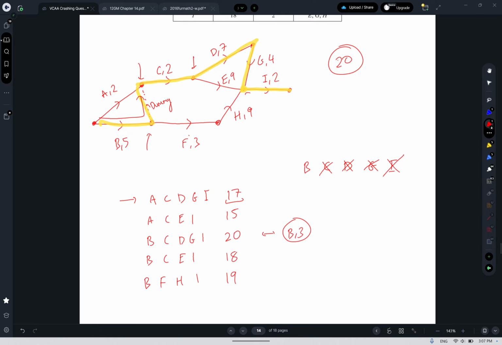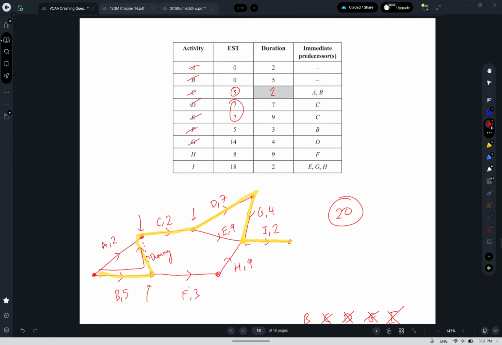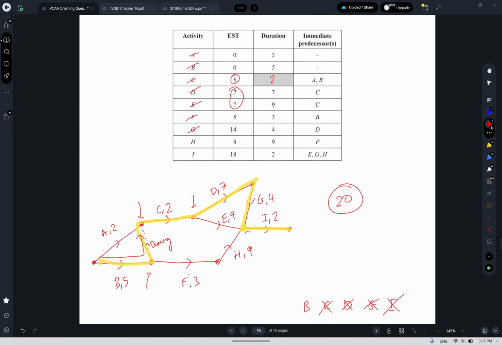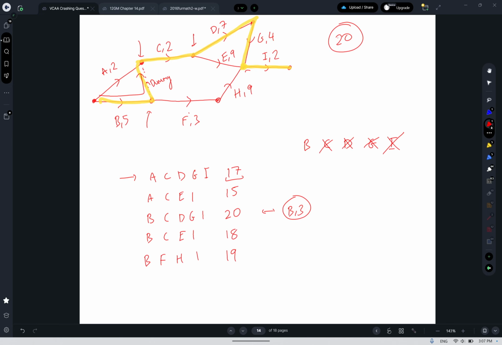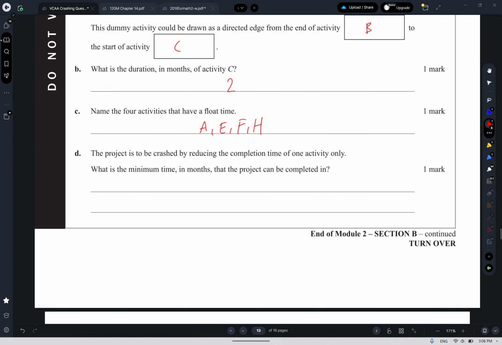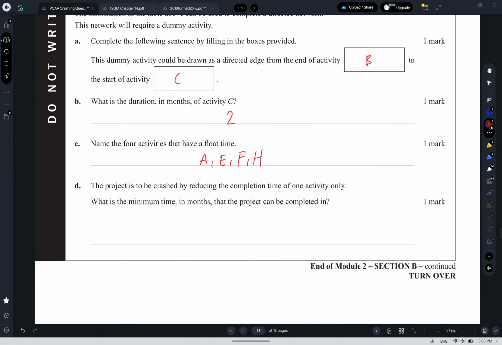So B is the one I'm going to reduce, and I'm going to reduce it by 3 because B has a duration of 5, can be reduced by 3, and that will bring it down to 17. So the BCDGI route would be 17, this would be 15 still, this would be 17 still, this would be 15, this would be 16. And then reducing B by 1 more just means that the top route would become critical and I can't reduce it because I'm only reducing one thing. So the minimum time it can be completed in, it was 20, it's now going to be 17.